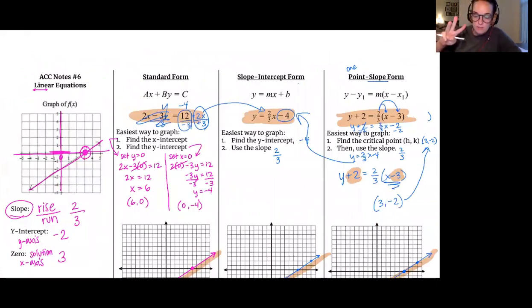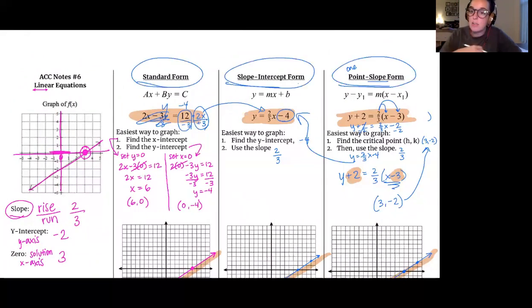We have 3 different versions: standard form, slope-intercept, and point-slope form. You're going to graph each of them using IXL, and then you'll take your check. So that is it.